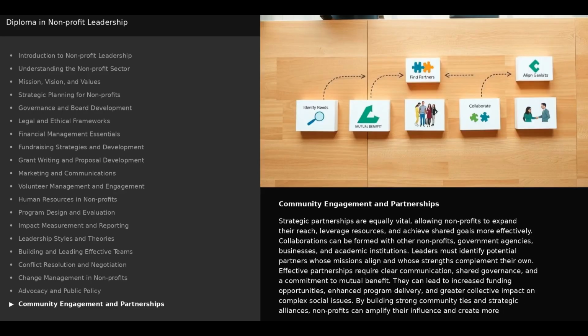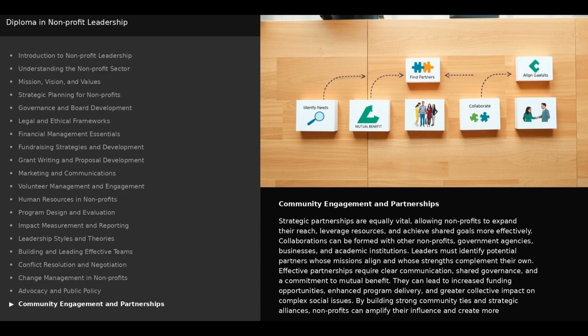Strategic partnerships are equally vital, allowing non-profits to expand their reach, leverage resources, and achieve shared goals more effectively. Collaborations can be formed with other non-profits, government agencies, businesses, and academic institutions. Leaders must identify potential partners whose missions align and whose strengths complement their own. Effective partnerships require clear communication, shared governance, and a commitment to mutual benefit.